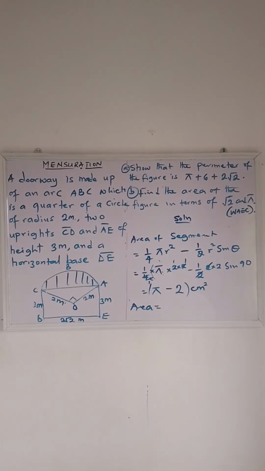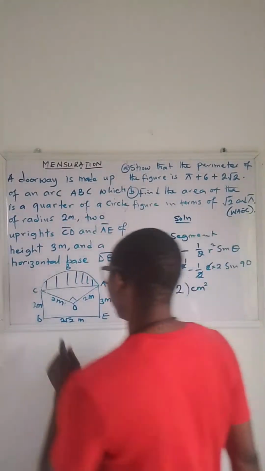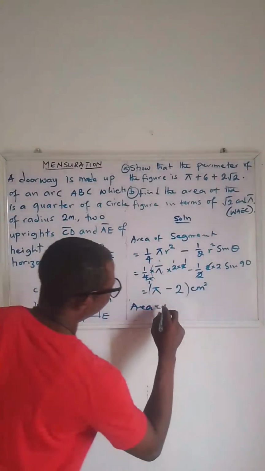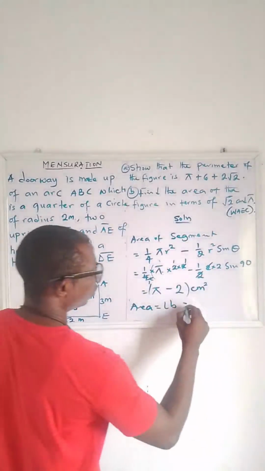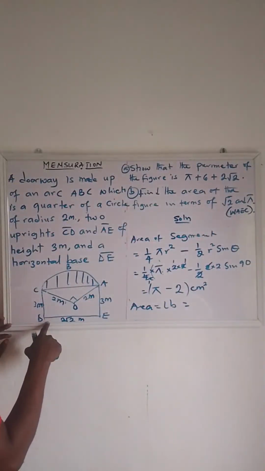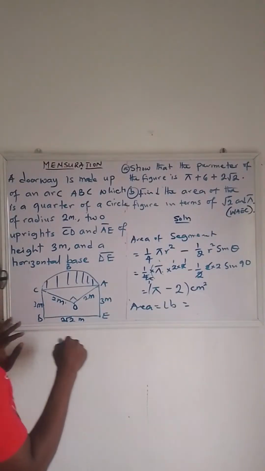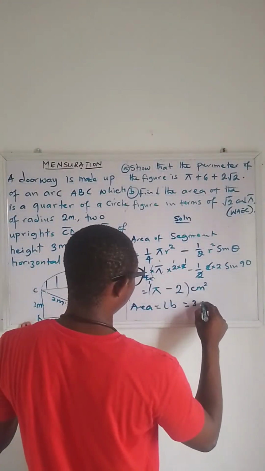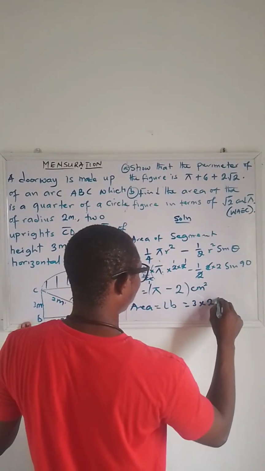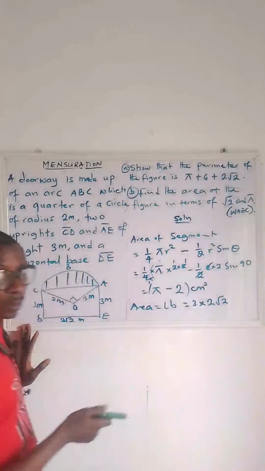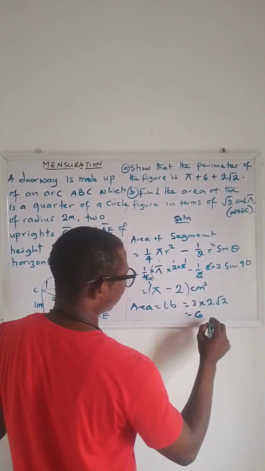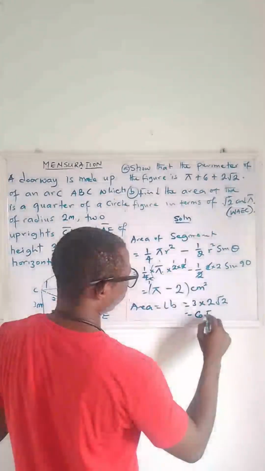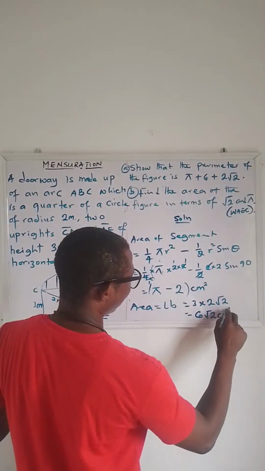Okay, so I think what Uba gave is correct. Now let's see. This is a rectangle. The formula for the area of a rectangle is length times breadth. The length in this case is 3 times 2 square root of 2. Then that gives us 6 square root of 2 in centimeter squared.